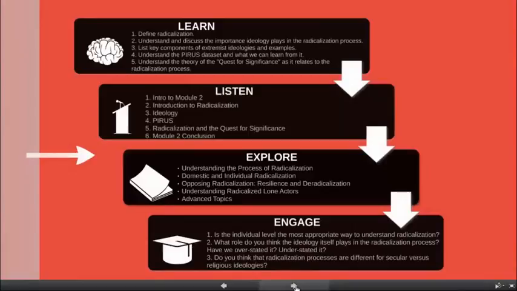In all, this module should cover a wide swath of research on what drives individuals to participate in terrorism, and it should set up some interesting discussion in the forums, where we hope you'll engage a little on the ideas surrounding radicalization and ideology.